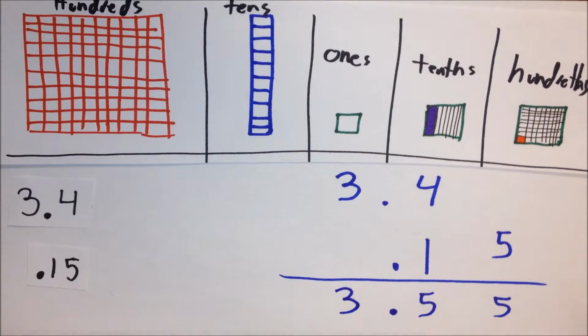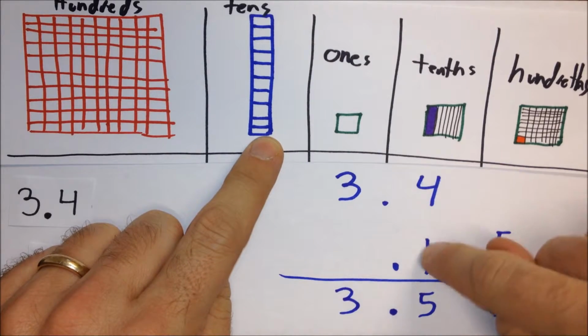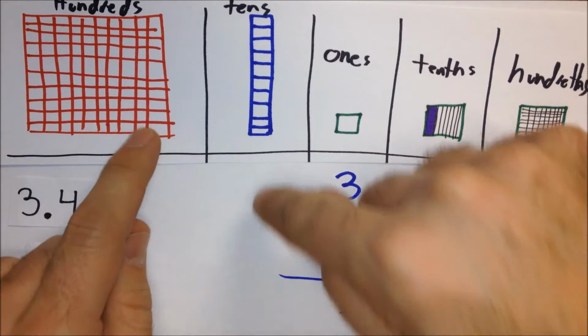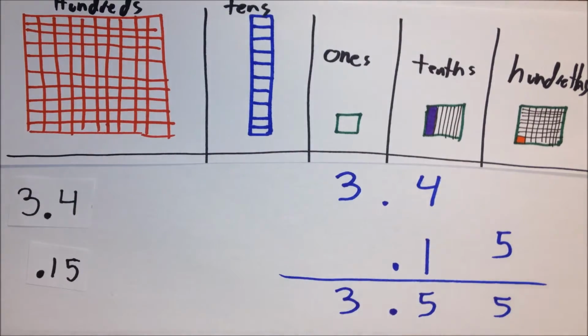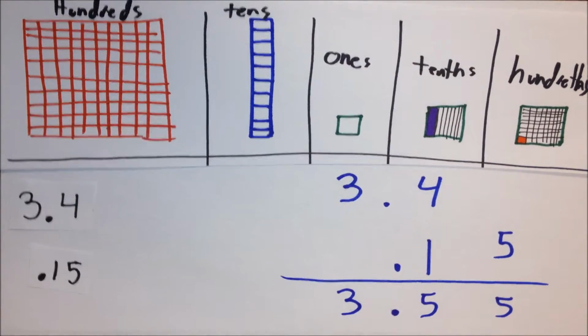So remember that golden rule. The golden rule is we can only add things together that are of the same type. And so in this case, we can only add things together if they're both tenths, both ones, both tens, both hundreds. You can't add things together if they're not of the same type.